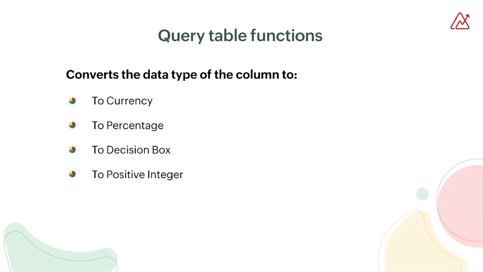toPercentage again converts the data type of your column to percentage. toDecisionBox converts Boolean values like 0 or 1 to yes or no. So for instance, 0 or off would be converted to no, and 1 or on would be converted to yes. Similarly, toPositiveInteger converts the values in your column to a positive number. So these functions make it easier to model your data to a suitable format for analysis.